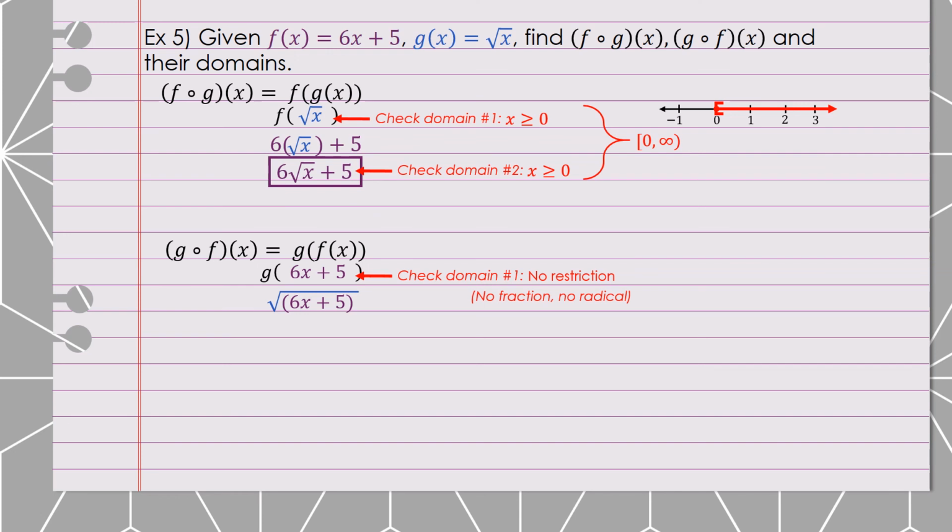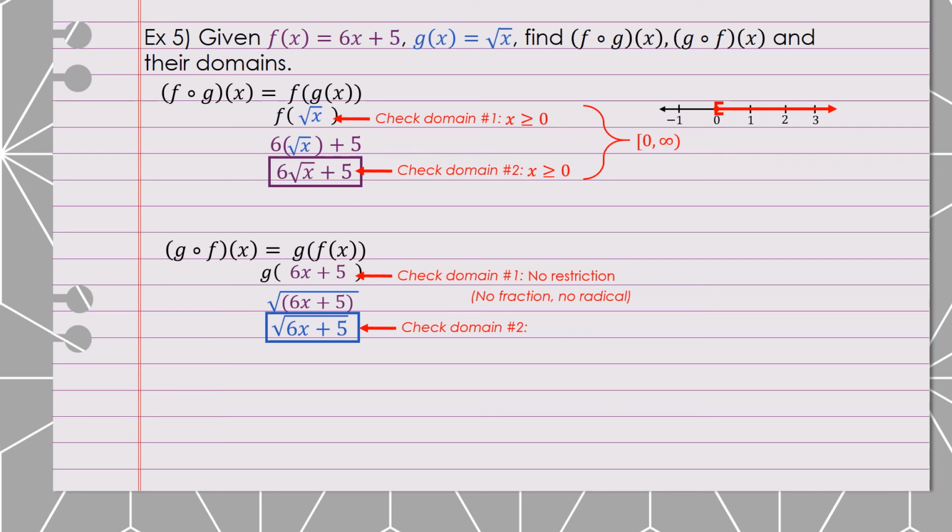Is there anything we can do inside the grouping? No. Any exponents? No. Any multiplication? No. Notice there's nothing in front of the parenthesis, which means there's nothing to distribute, so there's no need for the parentheses anymore. Is there any addition or subtraction that we can perform? No, because 6x plus 5 are not like terms, so this is the result of your composition, the square root of 6x plus 5. Since this is the result of our composition, we have to check our domain.